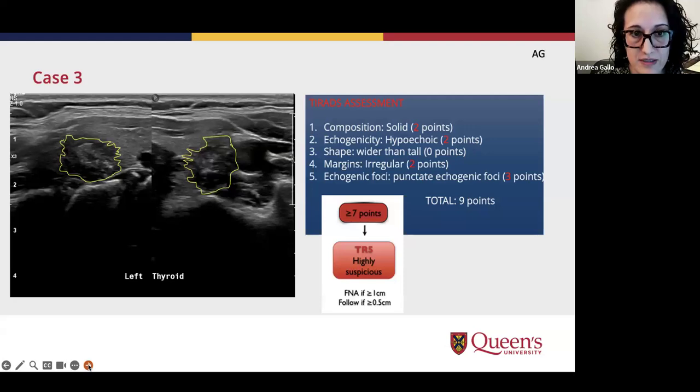Okay, so this is the ultrasound. That's the nodule on the left lobe. And I just want to point out the 5 features that we assess on TI-RADS and the points that the nodule gets. So if you add all the points that are in red, this nodule has all the suspicious features, and it actually has more than 7 points. So it's highly suspicious. It's a TI-RADS 5, and the FNA was absolutely necessary.